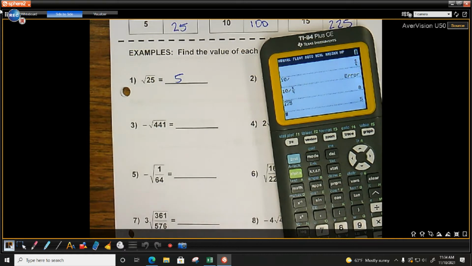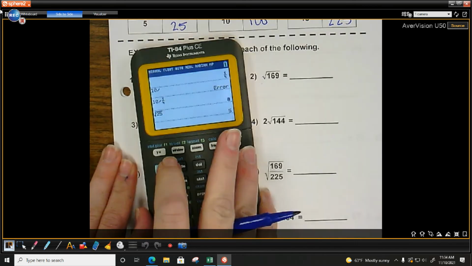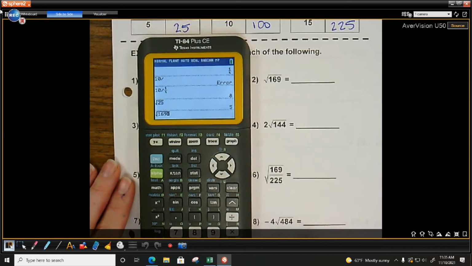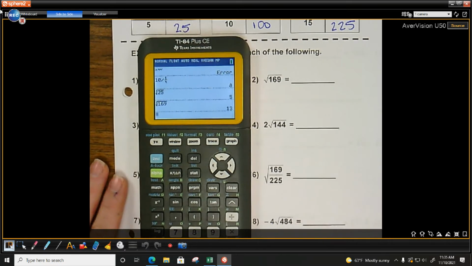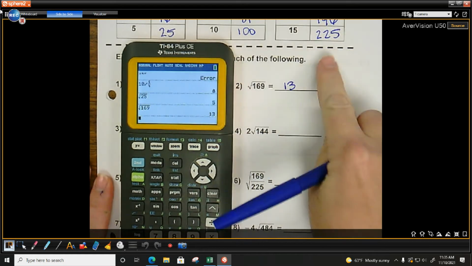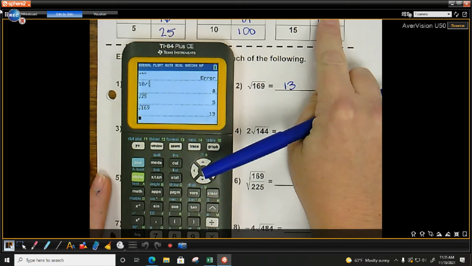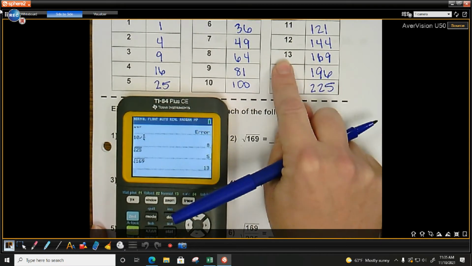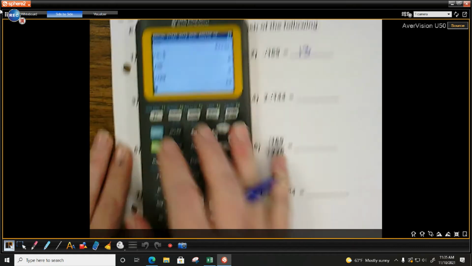Yes, Connor? Can you go back up through the tables real quick? Okay. Square root of 169. I get a whole number. How great is that? The answer is just 13. Is 169 on my list? Yes. What's the square root of 169? 13. Okay.